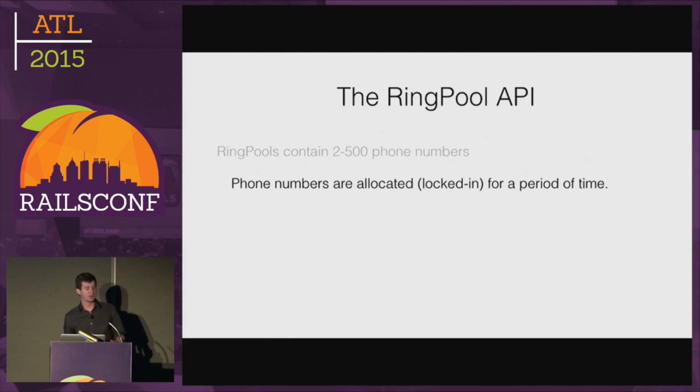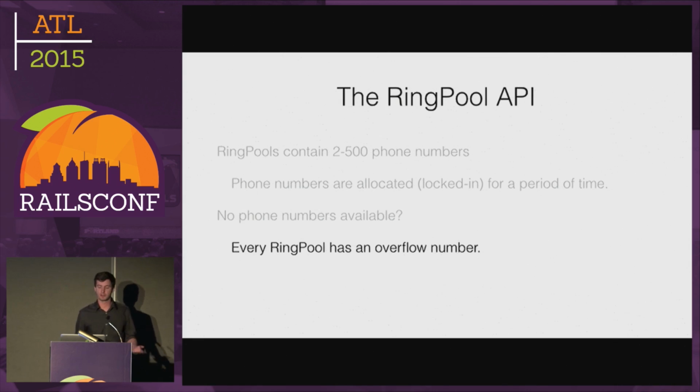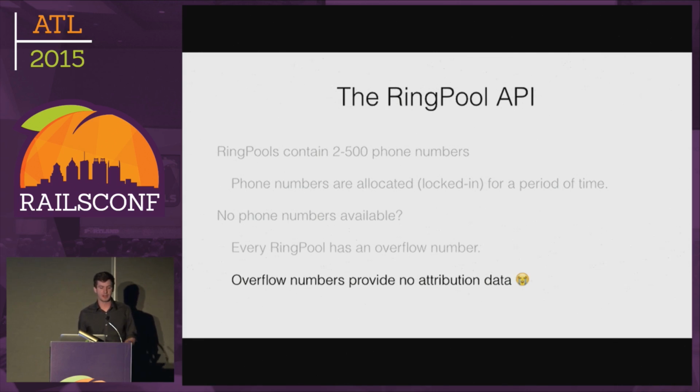It's all locked out. So, to ensure that we always have one to give out, each ring pool has an n+1 number that we call the overflow. We'll give it out if you don't have any other numbers available. We don't track any call attribution data with it. In some extreme situations, we've seen these overflow numbers handed out several hundred times a second. And so, there's no way to correlate it with an incoming call.